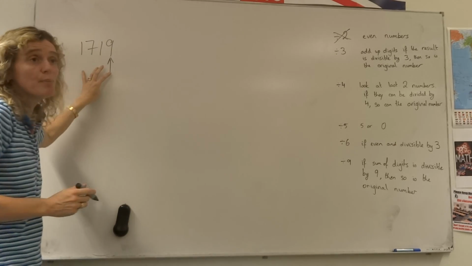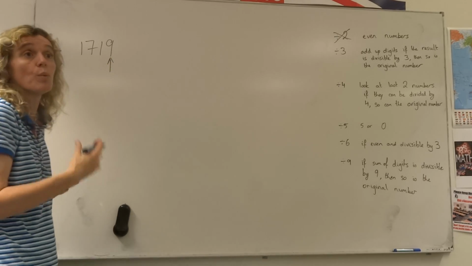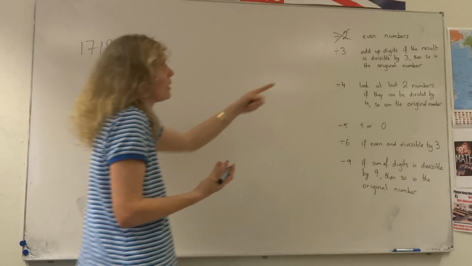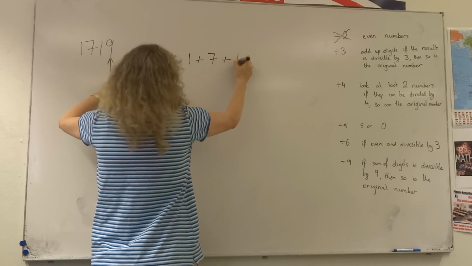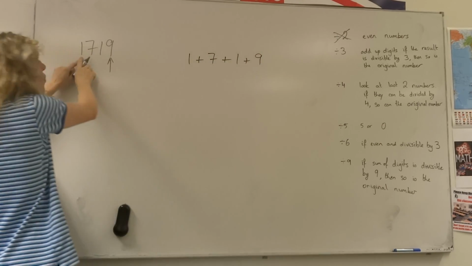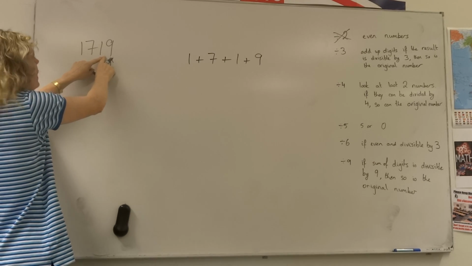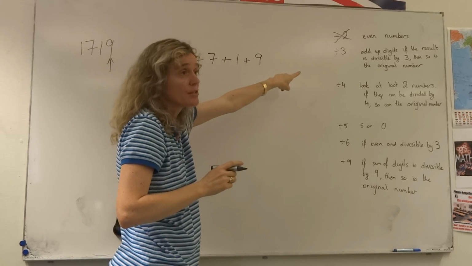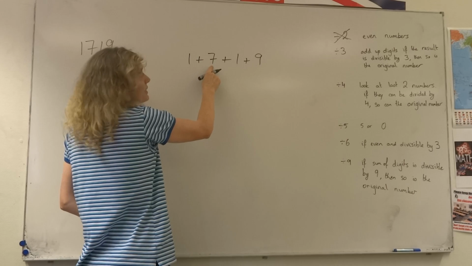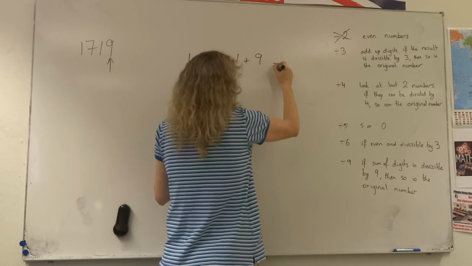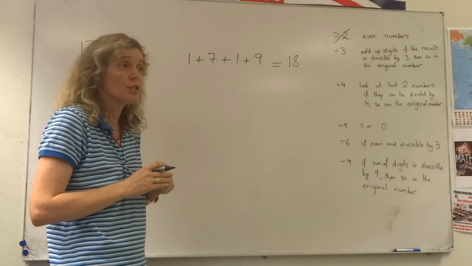Next question, is it divisible by 3? Well, to know if a number is divisible by 3, you add up each of the numbers as though they were 1 units. So you add up each of the digits, so here we'd add up 1 plus 7 plus 1 plus 9. And we'd ignore the fact that that is 1,000 and that is 700 and that is 10 and that is 9. We just add them all up as a string of numbers. 9 plus 1 is 10. 10 plus 7, 17 plus 1 is 18. So this number is 18 if I just add up each of the individual digits.